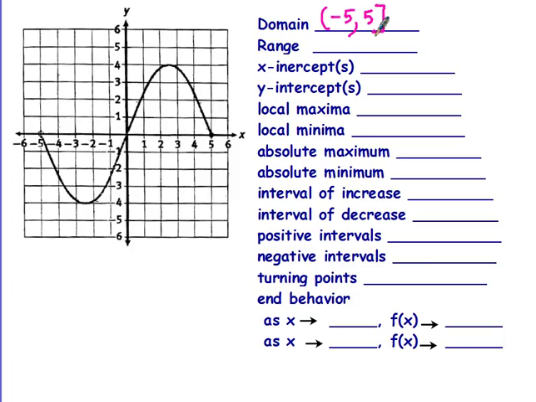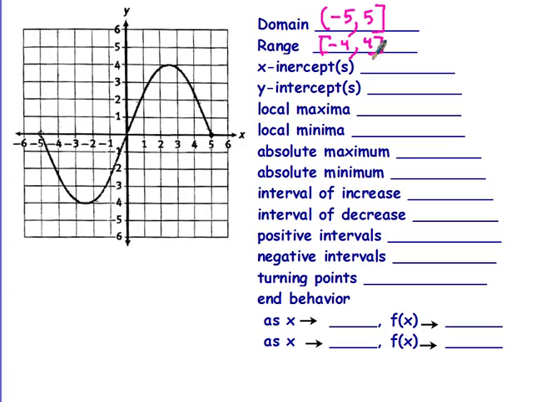How about the range? What is the lowest y value that this graph gets to? That would be -4, and we actually touch it, so we'll use brackets. What's the highest y value that this graph achieves? That is +4. We actually touch it, so we'll use the bracket.